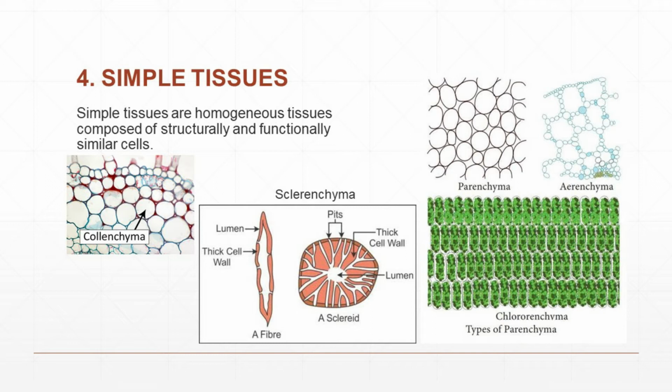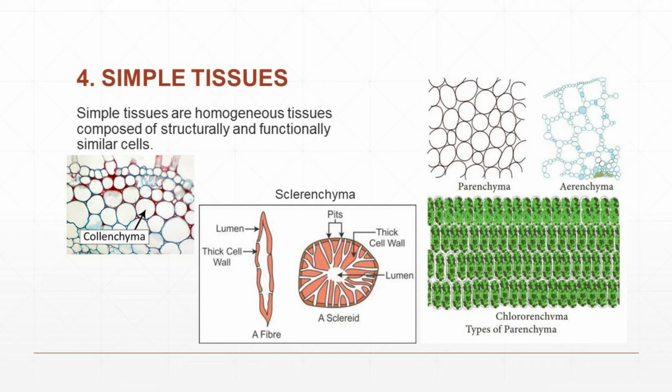The next type is sclerenchyma. Sclerenchyma consists of thick-walled cells which are often lignified. Sclerenchyma cells do not possess living protoplast at maturity. Sclerenchyma cells are grouped into fibers and sclereids. You can refer to the diagram, fibers and sclereids.